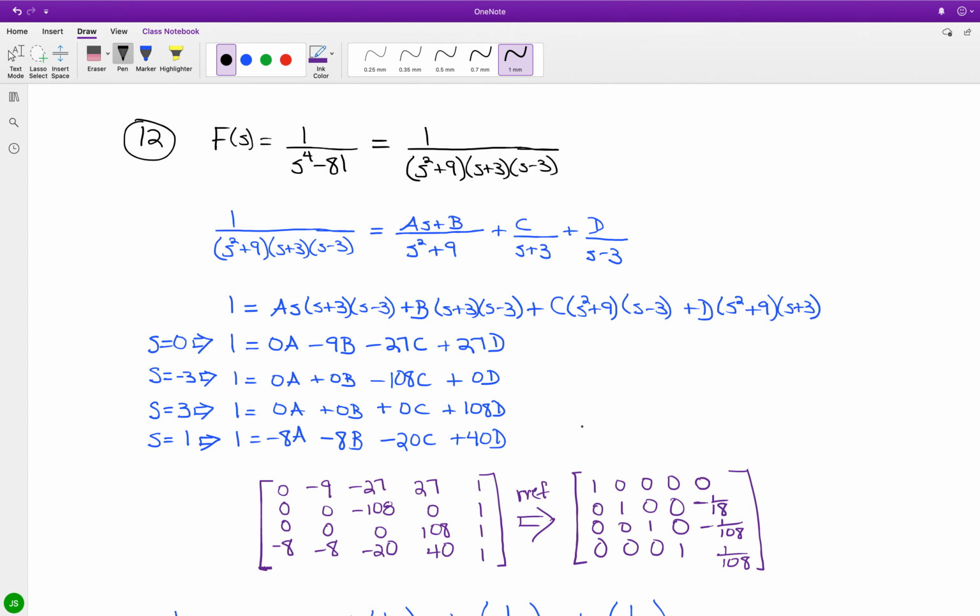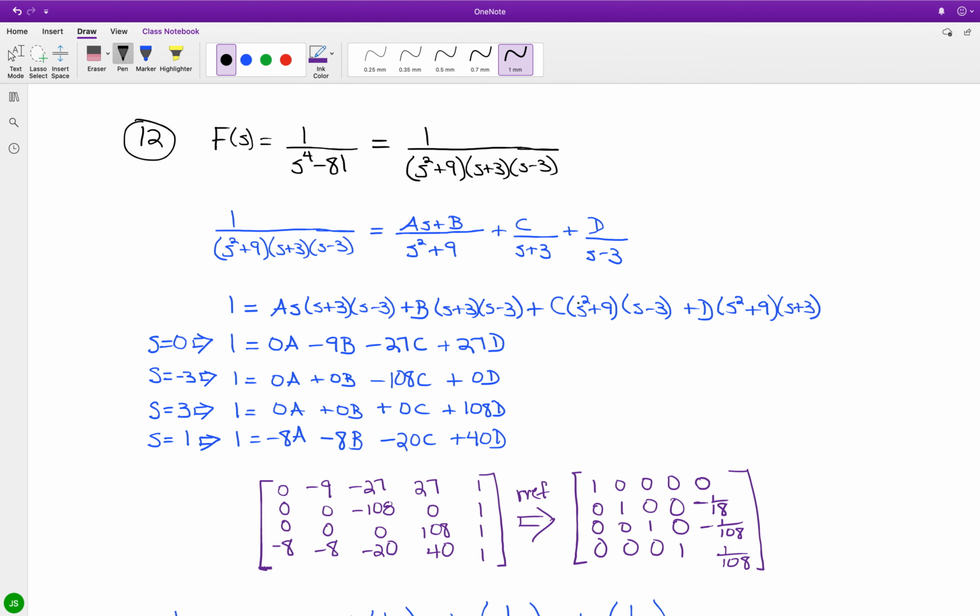And if I clear out the fractions, I have 1 is equal to As plus B, and each of As and B will be multiplied by both s plus 3 and s minus 3. And C will be multiplied by s squared plus 9 and s minus 3. And D is going to be multiplied by the quantity s squared plus 9 and the quantity s plus 3.